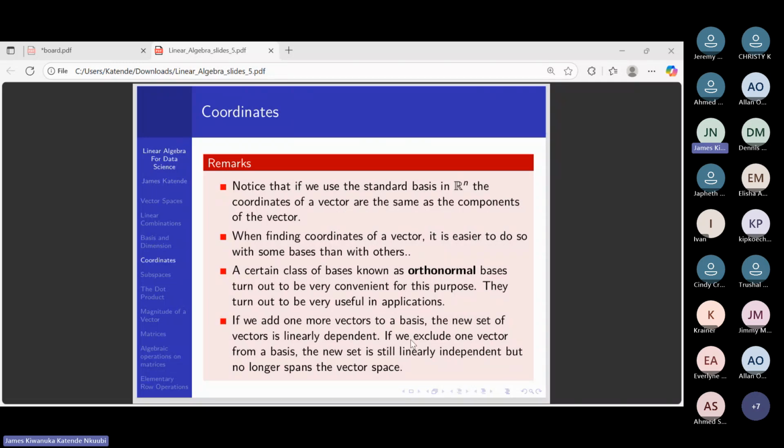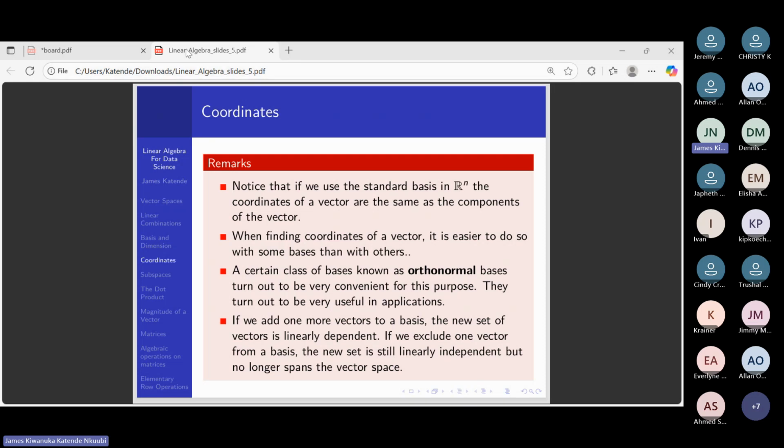And now if we exclude, by just removing one vector from the basis, it will still be linearly independent. The new set after removing one vector, or even more than one vector from a basis, will still be linearly independent. But it will no longer span the vector space. There will be some vectors which cannot be written as a linear combination of the remaining vectors. We can give an example here.